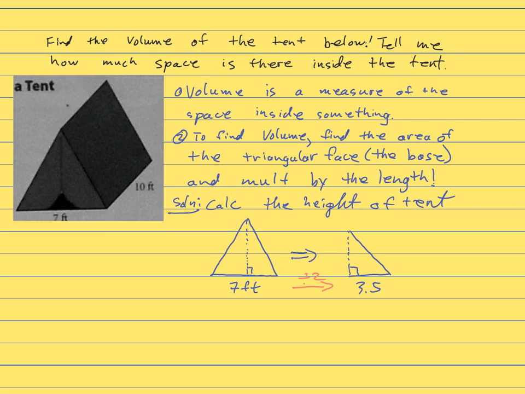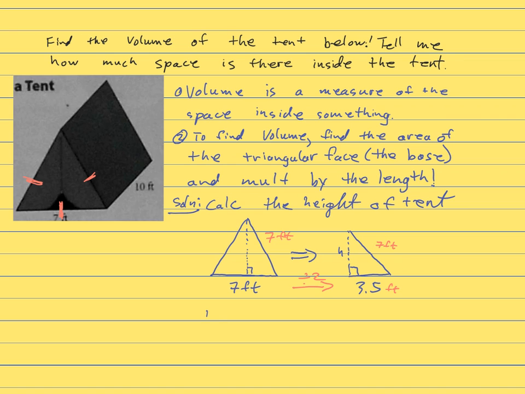Now, I'm going to let you in on a secret. Each of the sides of this tent, here, here, and here, are the same. So that means that this is 7 feet as well. So that means this is 7 feet, and this is 3.5 feet. So now all we have to do is calculate our h value, which is right here.